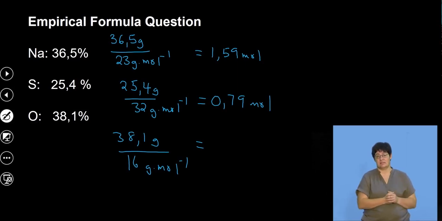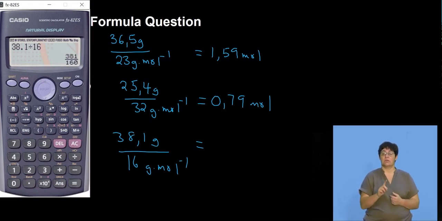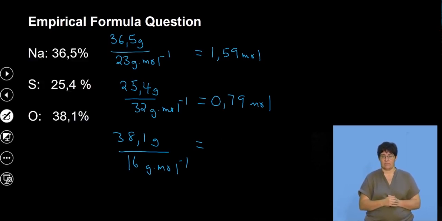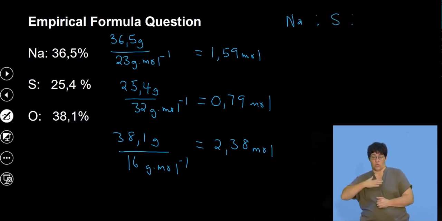And then the last one for oxygen, what do we have? We have 38.1. We divide that by the molar mass of oxygen, which is 16 grams per mole. That expressed as a decimal fraction is 2.38. So that is 2.38 moles, right?